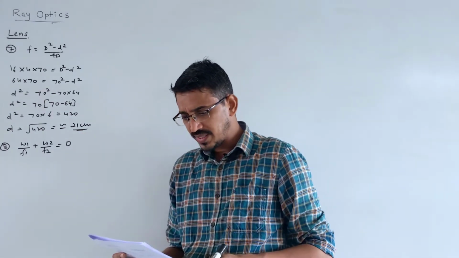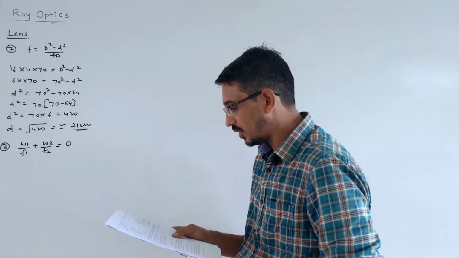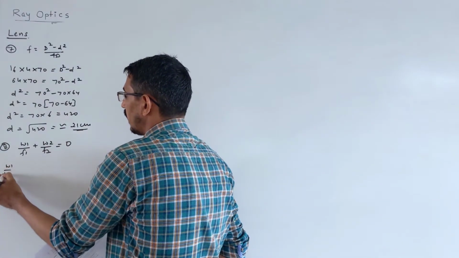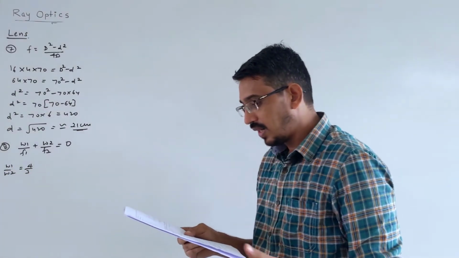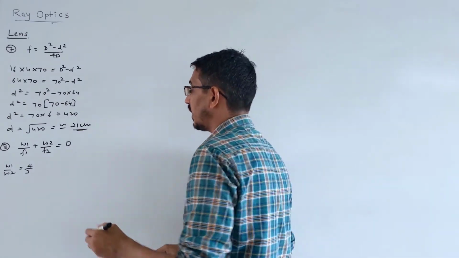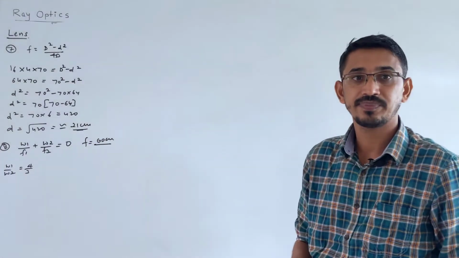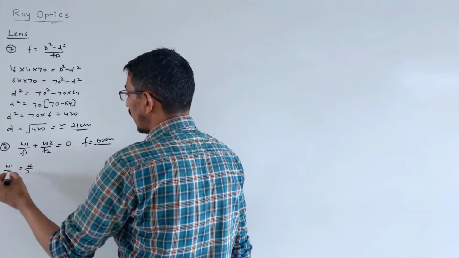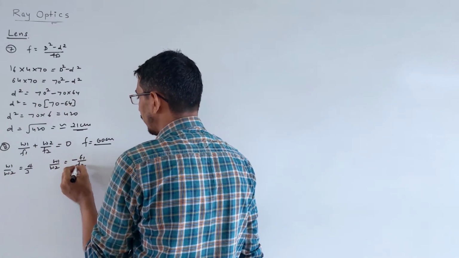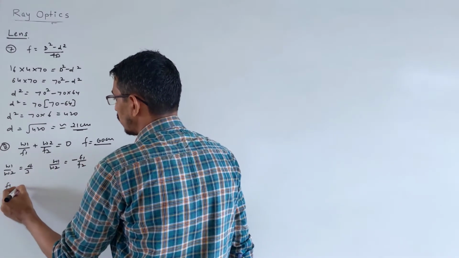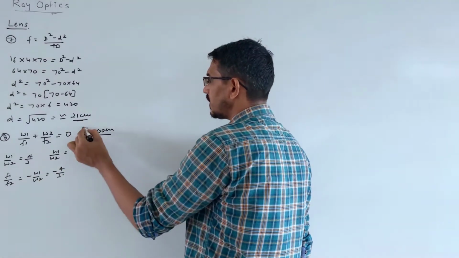Okay, so let's see. Question number 8 says that the dispersive power of the two materials are in the ratio of 4:3. So omega 1 by omega 2 is given as 4 by 3. If the focal length of this achromatic combination is 60, the net focal length f is given as 60 centimeter. What is the focal length of each lens? So look here, your formula: omega 1 by omega 2 should be equal to minus f1 by f2. So f1 by f2 should be equal to minus omega 1 by omega 2, which is minus 4 by 3.